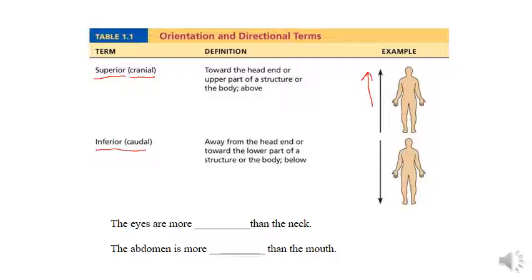So here are some sample questions, how these might be asked. And these could be like multiple choice questions. So if I said the eyes are more what than the neck, choose either superior cranial or inferior caudal. Because the eyes are more above than the neck, we're going to say the eyes are more superior, or you can say cranial. Then the abdomen, because it's lower than the mouth, it's more inferior or caudal.